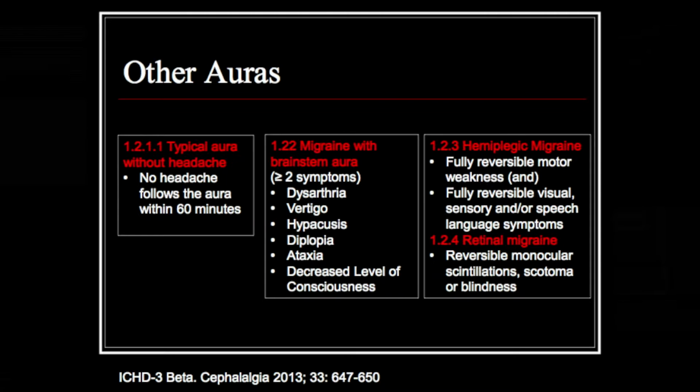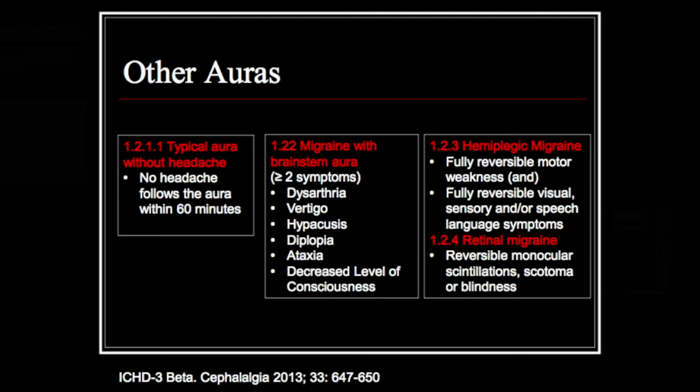There's something called hemiplegic migraine, which comes in both the sporadic and familial form. That's basically where you get motor symptoms, so you get a motor aura. You get weakness of your arm and your leg, or just of your arm, and it's fully reversible. But they may also have other aura symptoms, which include visual, sensory, and/or speech or language problems along with these motor auras as well.